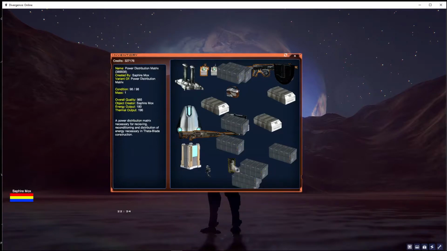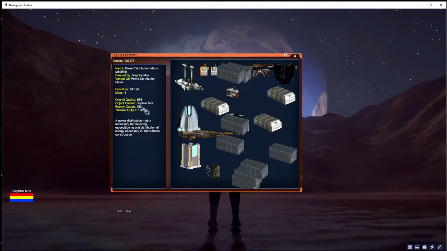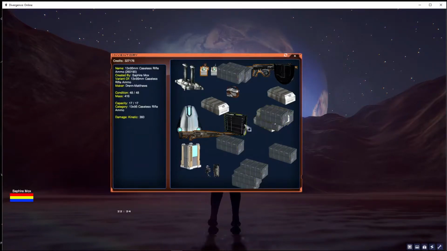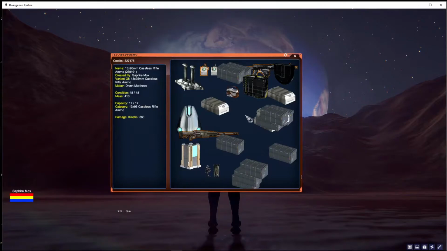Here we have a power distribution matrix, overall quality 965 out of 1,000, so pretty impressive quality there. Energy output 180, thermal output 196. Some of these materials, resources, ammo, I've got to give to somebody. And let's take a look at this.